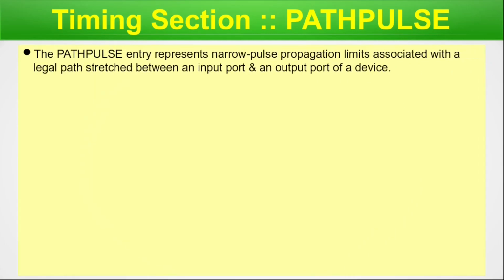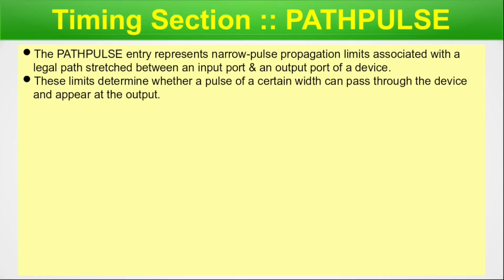So let's start. The path pulse entry represents the narrow pulse propagation limits associated with a legal path traced between an input port and an output port of a device. These limits determine whether a pulse of a certain width can pass through the device and appear at the output. So this is basically having two threshold criteria for one particular cell where there is an input port and an output port. If the pulse satisfies the two thresholds, it will pass through it. So here goes our example: instance, and then we have delay, then we have path pulse, I1, O1, then 13 and 21.